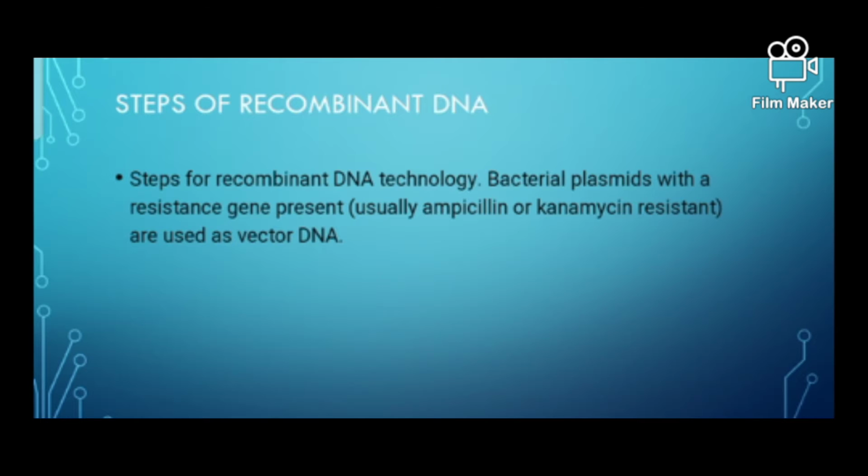So we're gonna talk about the steps of the recombinant DNA. There are 7 steps. First, the steps of the recombinant DNA technology. The bacterial plasmids with a resistance gene present, usually ampicillin or kanamycin resistant, are used as vector DNA.